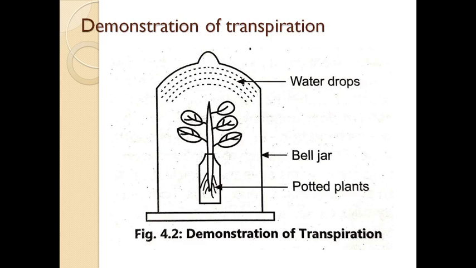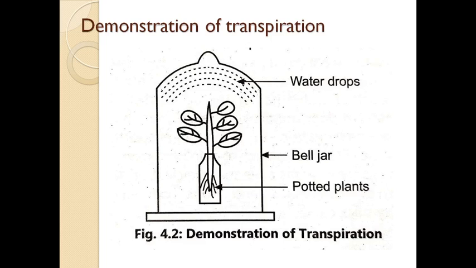Now then see, transpiration is not a purely physical process, but a vital phenomenon which is regulated and controlled by the living cell. See here, transpiration may be demonstrated by keeping a potted plant. This is the potted plant, and this is the glass bell jar, and under that glass bell jar a potted plant is kept. Then transpiration may be demonstrated by keeping a potted plant under the glass bell jar.